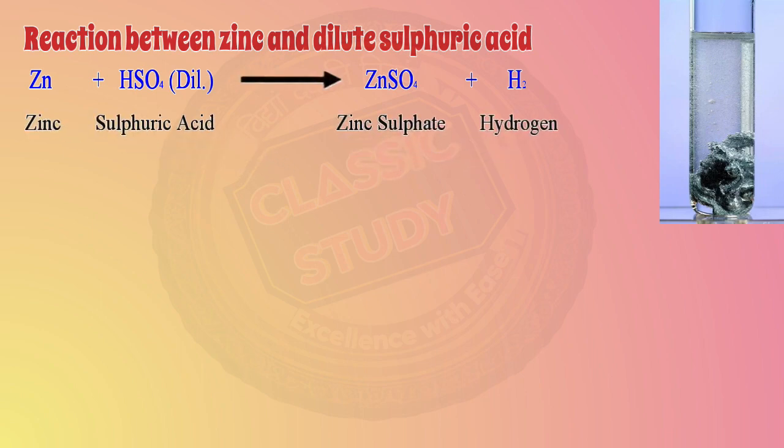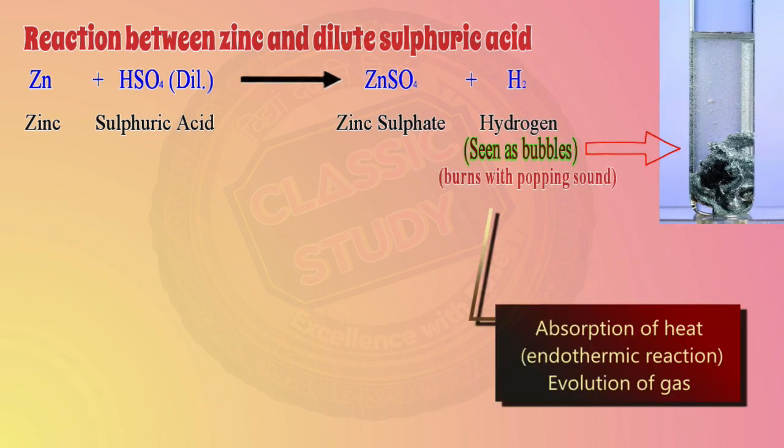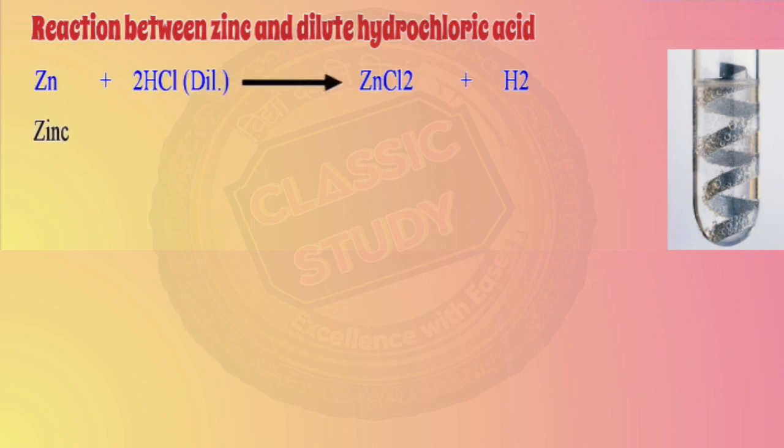In the next reaction, zinc plus dilute sulfuric acid gives zinc sulfate plus hydrogen. There was release of gas, that is hydrogen, and there is also absorption of a lot of heat. So this reaction is an endothermic reaction, where heat is taken in during the conversion of the reaction. In the next reaction, we saw Zn plus 2HCl gives ZnCl2 plus H2. There is evolution of gas.